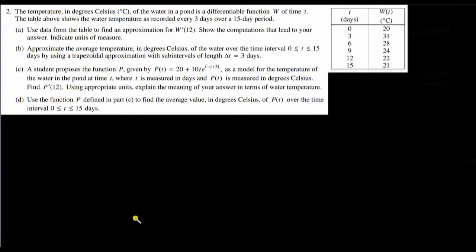Okay, so for question 2, we have the temperature of a pond being the differentiable function w of t, and then we have the table that's giving us the water temperature every 3 days over a 15-day period from 0 to 15. So for part A, we need to use the data from the table to find an approximation for w prime of 12, include units of measure.